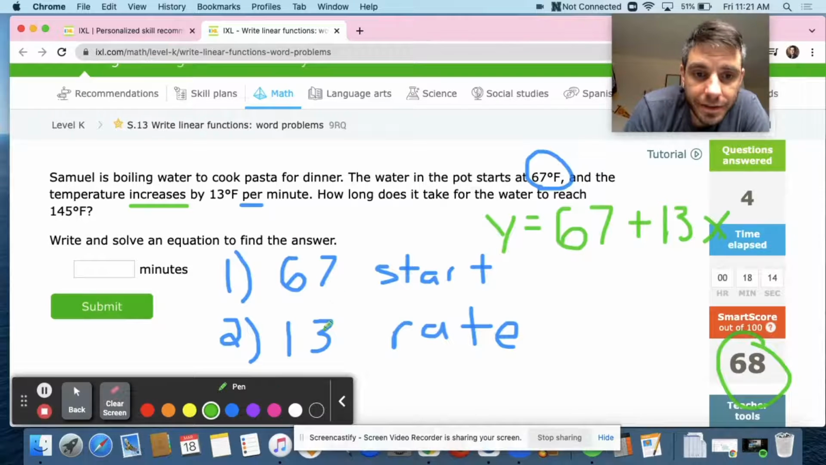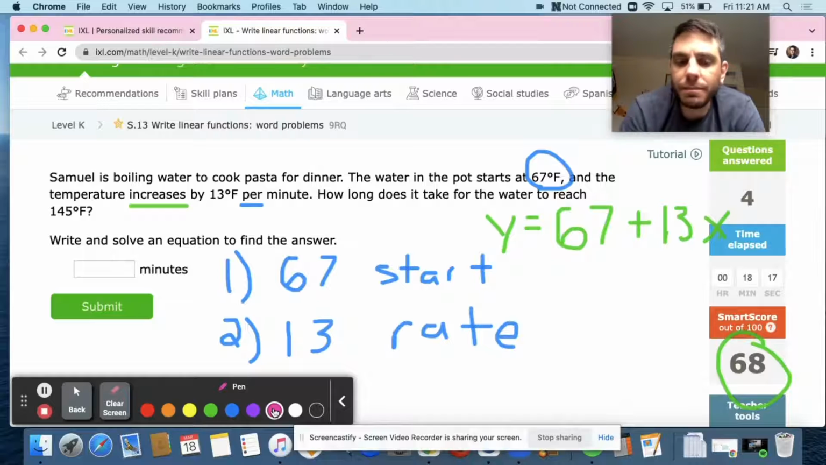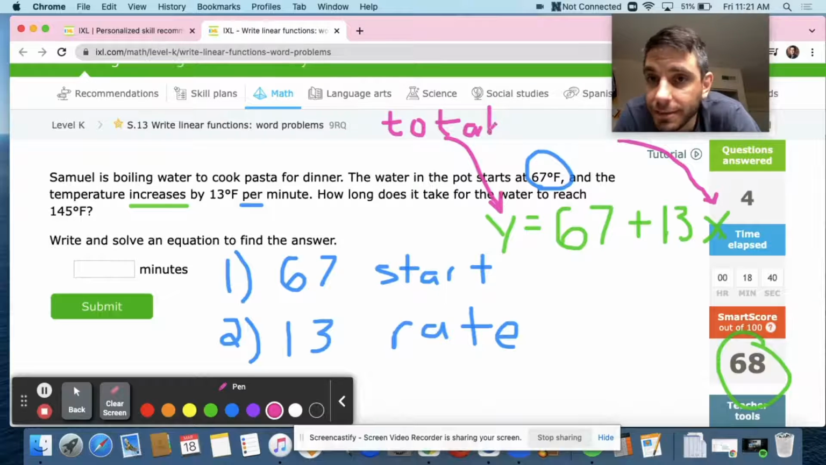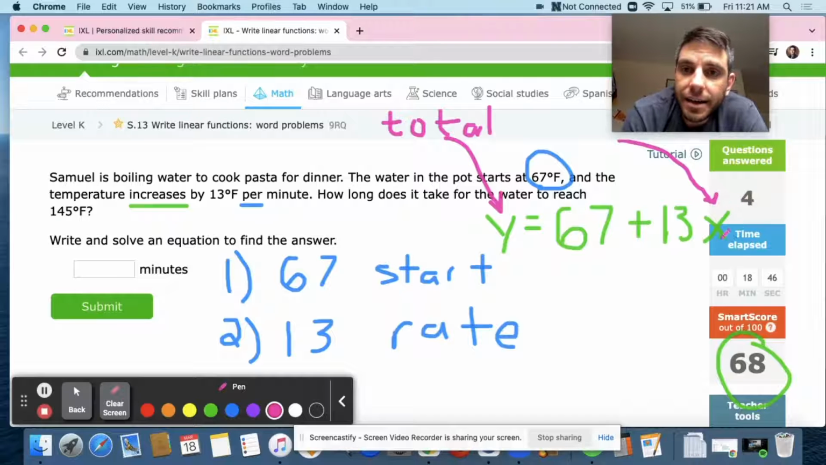So I haven't talked about this explicitly yet, but I kind of hinted at it earlier in the video. Even though the letters y and x change meaning based on whatever the story problem is, the letter y is always some sort of total amount or total, whether that's total money, total weight, in this case, total temperature. The x value is most often a time measurement. In this one, it's the amount of minutes that have passed.